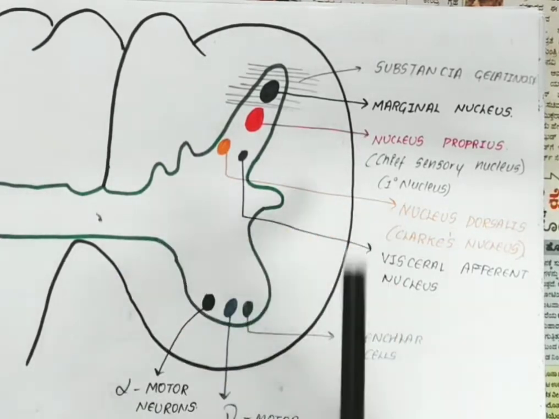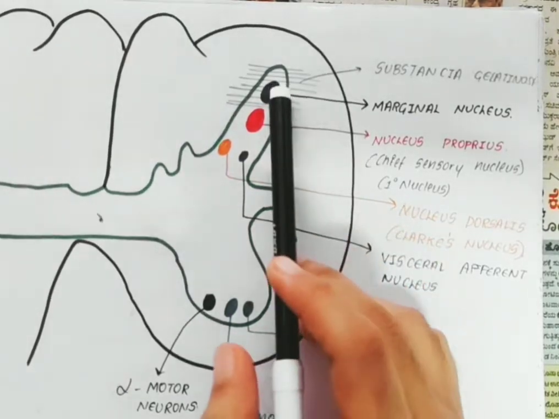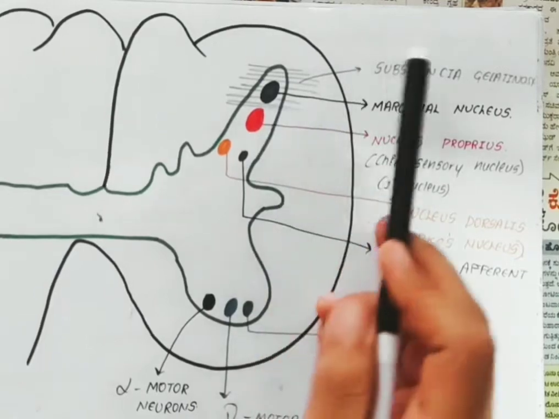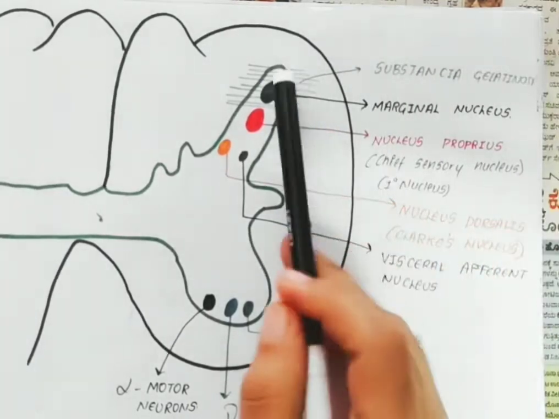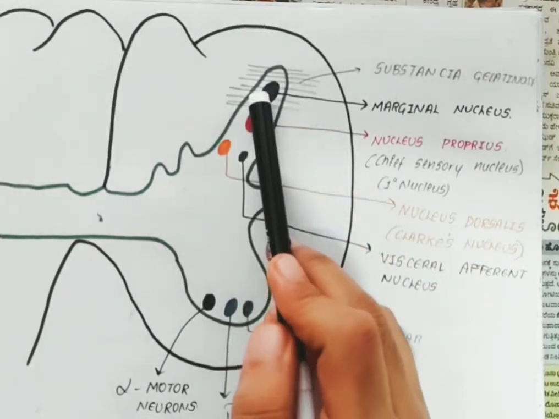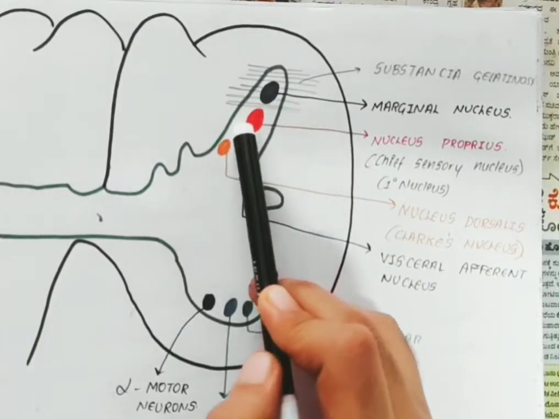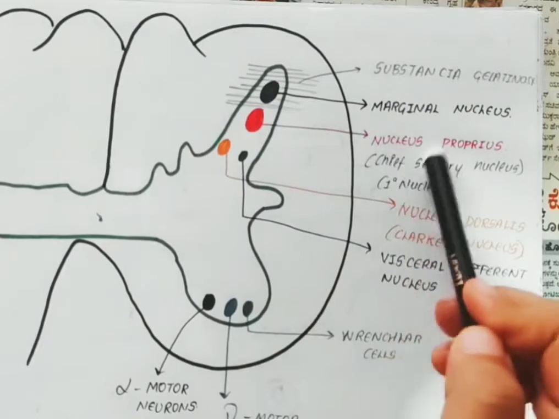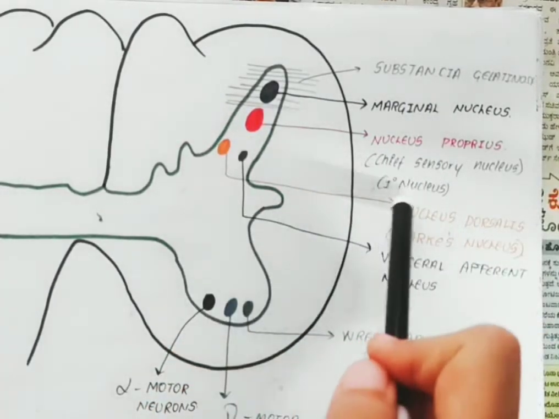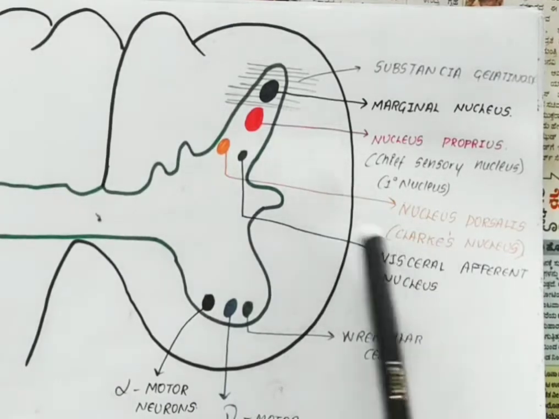I'll look at this diagram once again, I'll repeat it. You can see the marginal nucleus. Above the marginal nucleus there is a layer called the substantia gelatinosa of Rolando. After that you can see the nucleus proprius, which is known as the chief sensory nucleus or the primary nucleus. On the dorsal side you can see the nucleus dorsalis or Clark's nucleus. On the ventral side you can see the visceral efferent nucleus.